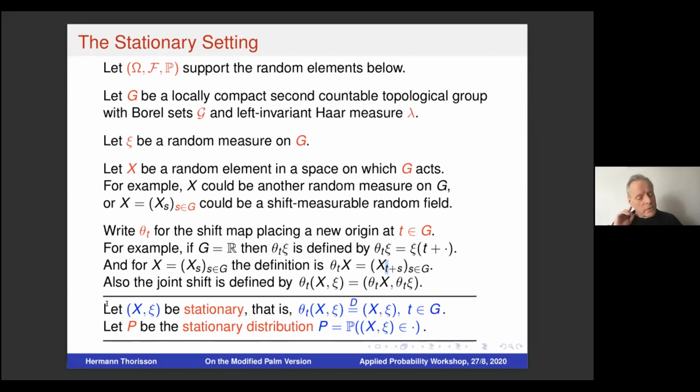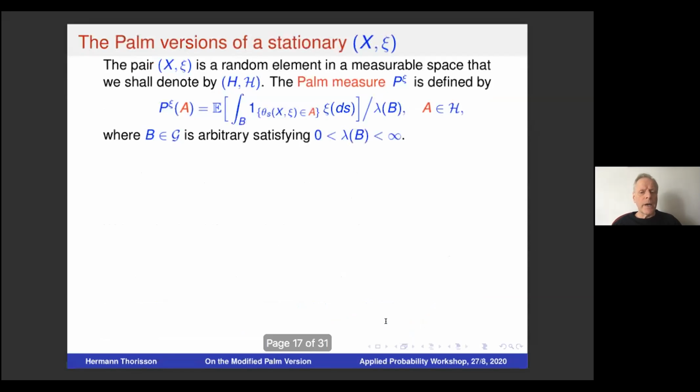And throughout, let (X, psi) be stationary. So the shifted (X, psi) has the same distribution as the original (X, psi). And let P be the stationary distribution. That is just the distribution of the pair. This is the setting, and now the Palm versions.